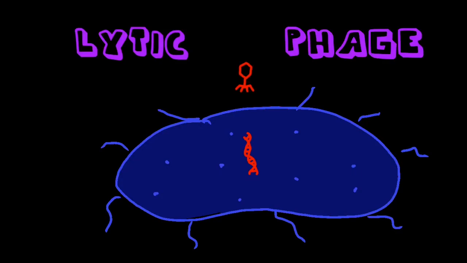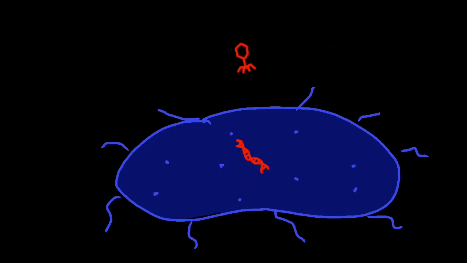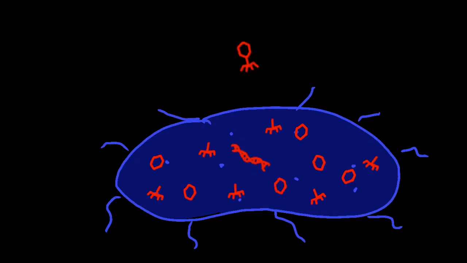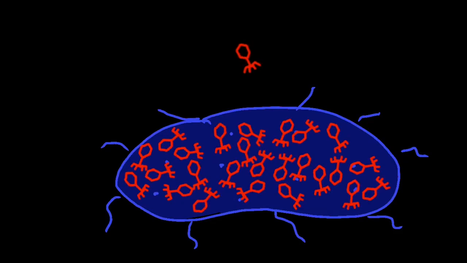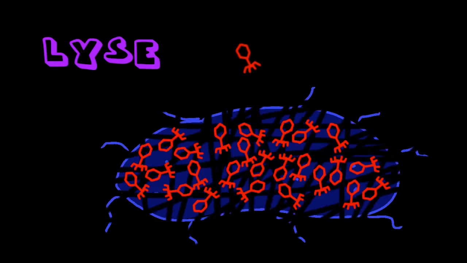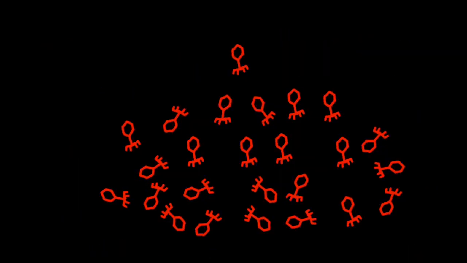A lytic phage's genetic material will use the bacteria's own machinery and components to begin assembling new phages. After a large amount of phages are produced, they will then lyse or destroy the host cell, unleashing the new phages to infect other bacteria.